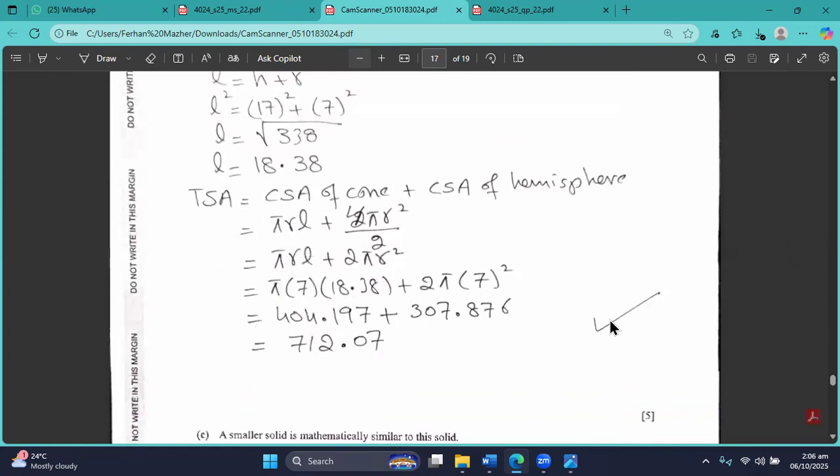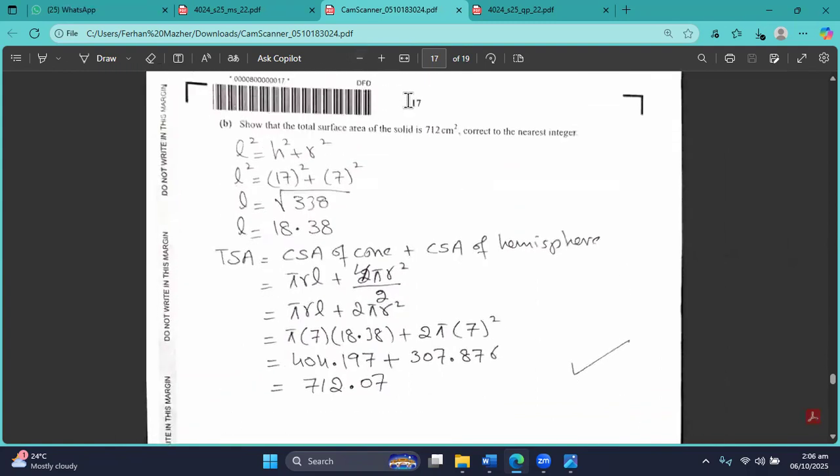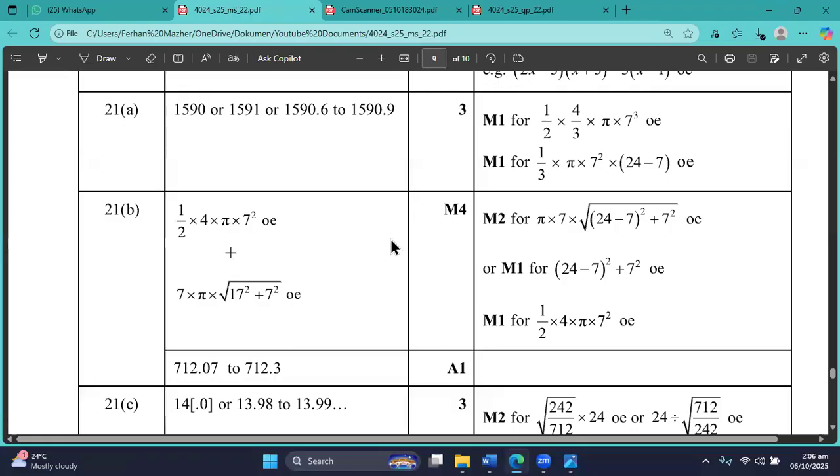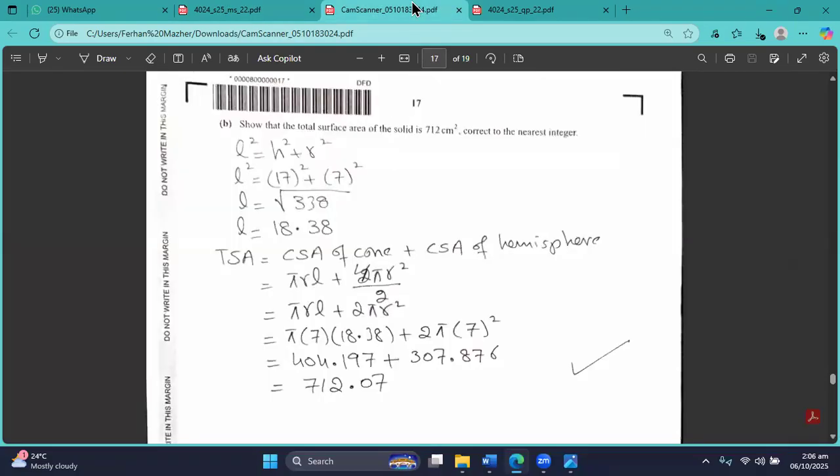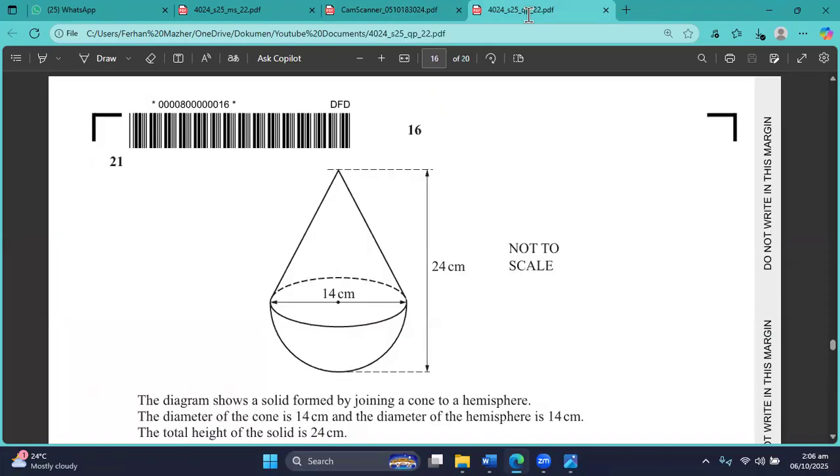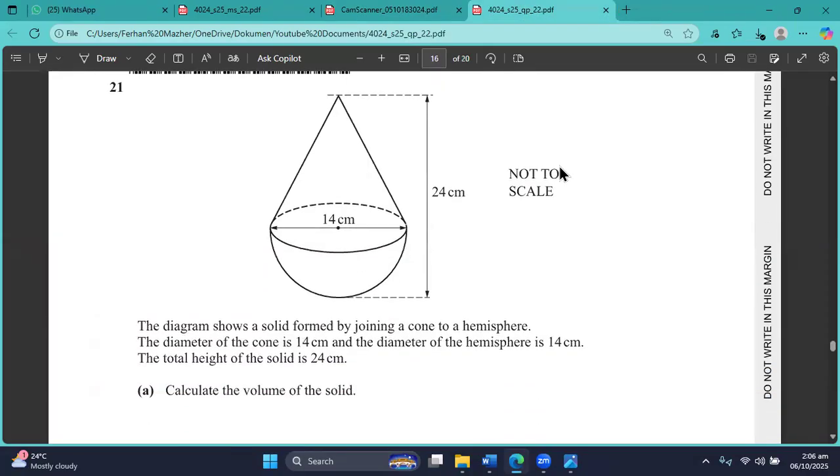And this is what they asked us to show. This is the number which they asked us to show. So that is how you do question number 21 and its B part. Then the B part is done.